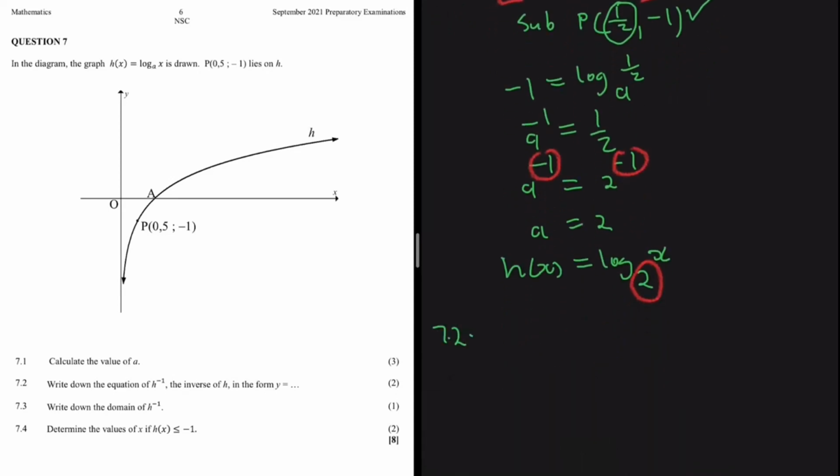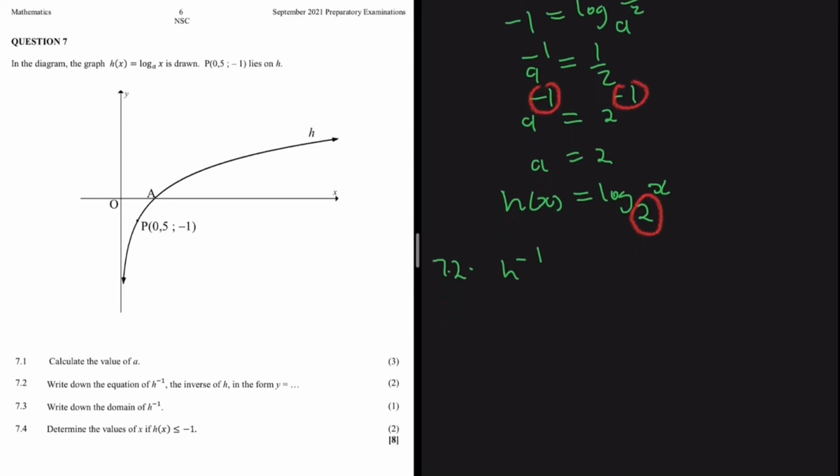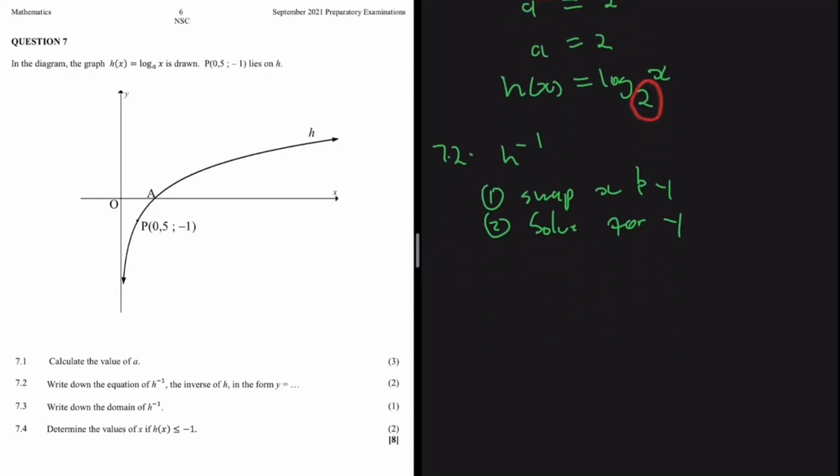7.2 is saying let's write down the equation of h inverse in the form y equals. So how do you find the inverse of a function? Well, the first step is you swap x and y, and the second step is you solve for y. After you have done that, you are essentially done. So let's see what we're talking about.